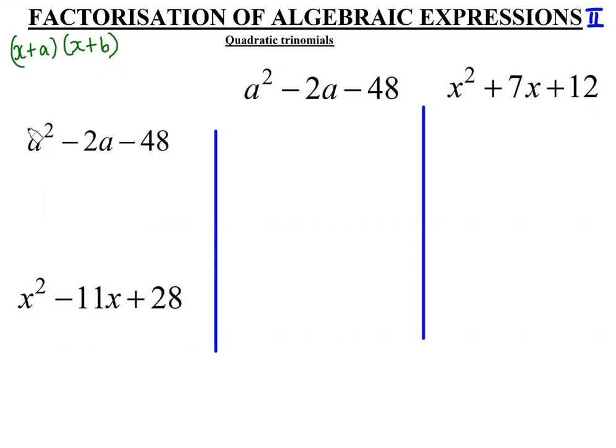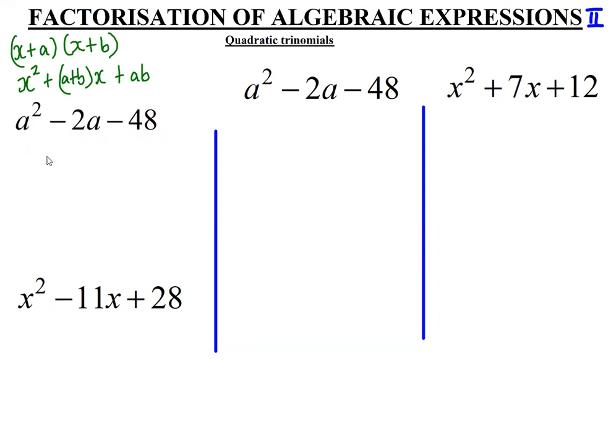Now what you need to understand, when you see a trinomial like this, is the way it's presented: x squared plus (a + b)x plus ab. So the constant is what we get when we multiply the factors. Let's have a look at this example here.